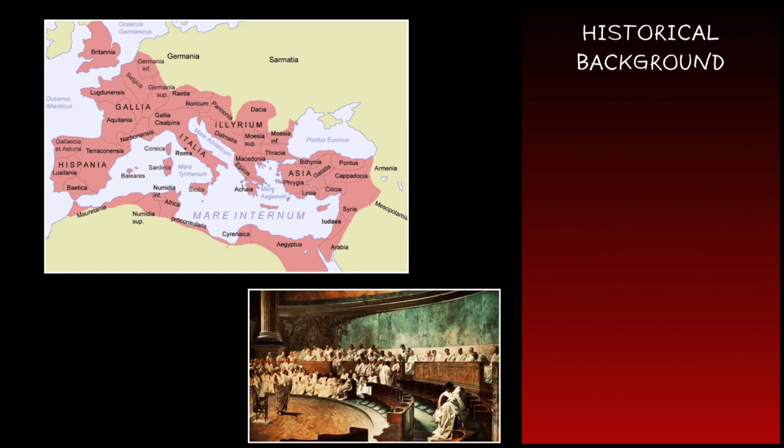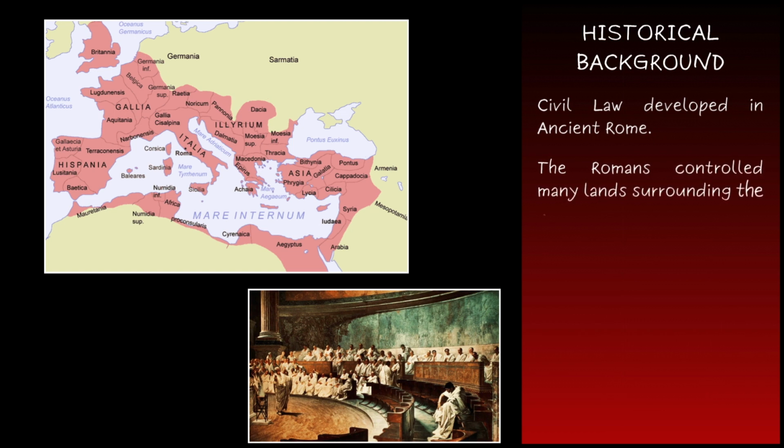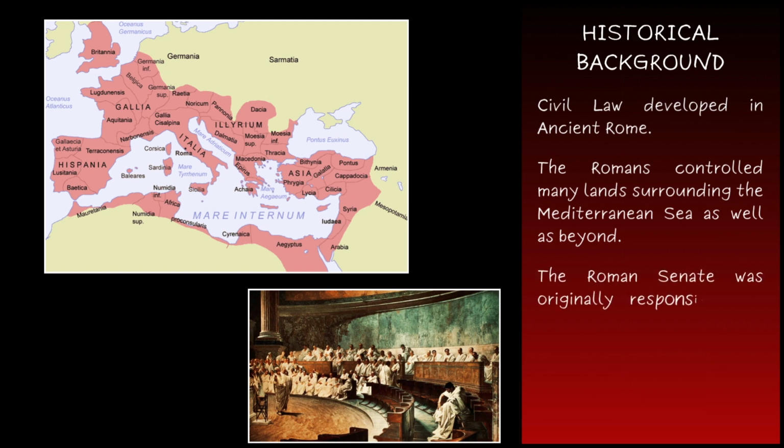Civil law developed in ancient Rome. The Romans controlled many lands surrounding the Mediterranean Sea as well as beyond. The Roman Senate was originally responsible for making those laws. And with such a large area under its control, it's easy to see why the Roman civil law system spread as much as it did.